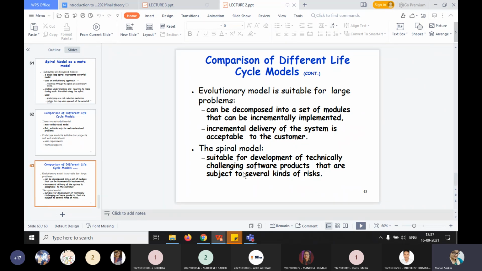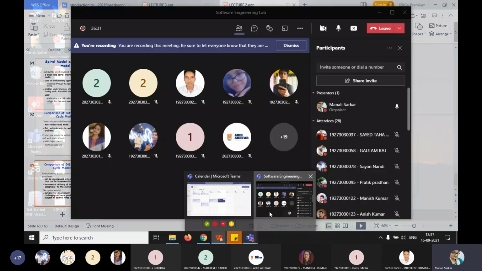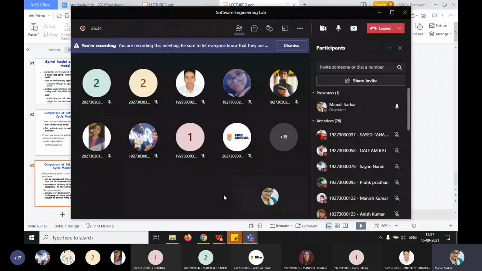With this topic, we are coming to the end of this chapter and we have discussed the different life cycle models. Let's summarize the overall chapter. But before that, I would like to ask: students, do you have any queries regarding this chapter? Any query?